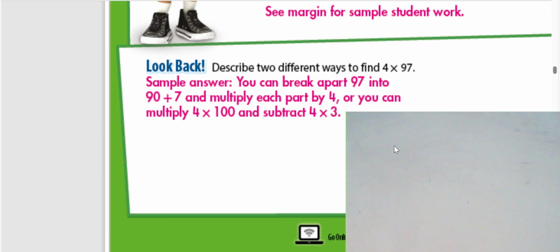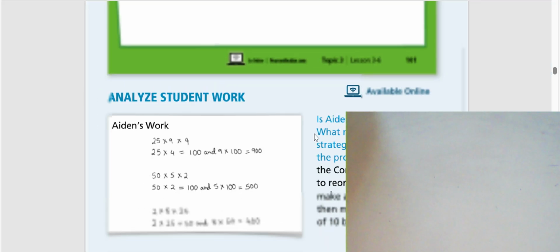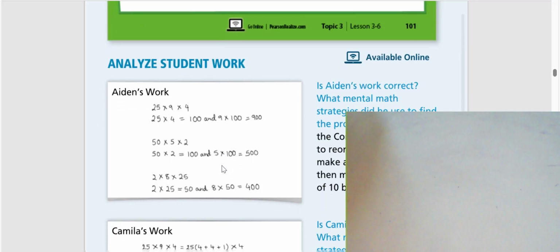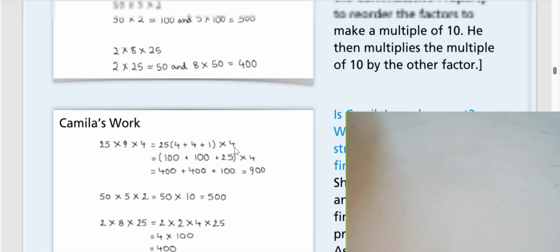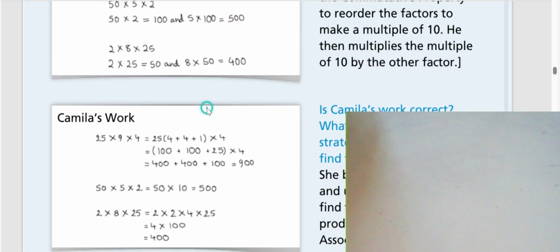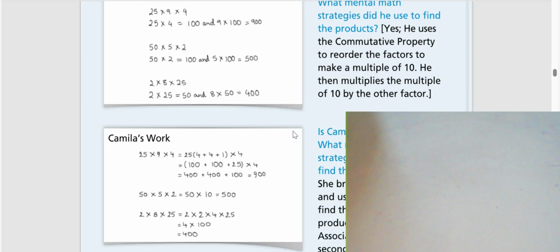Okay, the simple answer: you can break apart this number 97 into 90 plus 7 and multiply each part by 4. Or you can multiply by 100 and subtract 3. Okay, understood? Okay, look at the step solution about the first question, which I solved in 2 minutes. Look at the steps here. The solution about this question. Okay, understood? Okay, I explained it.